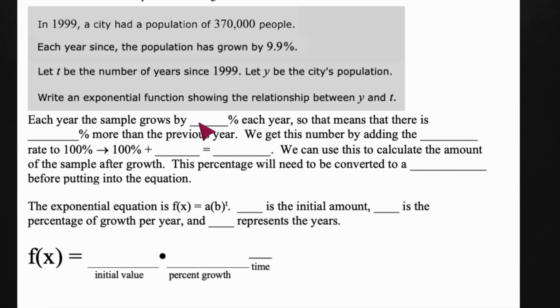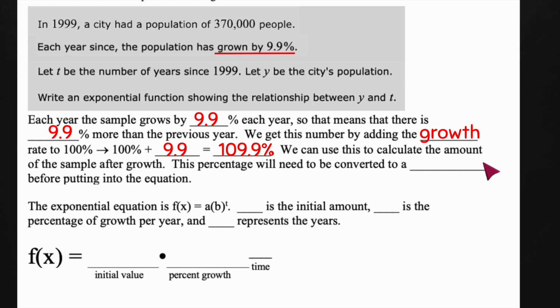So each year the population grows by 9.9%. That means that there is 9.9% more than the previous year. We get this number by adding the growth rate to 100%. So we have 100% plus 9.9. Each year, at the end of the year, we're going to have 109.9% of what we started with. It's more. It's over 100%. Decay is less than 100. Growth is going to be more than 100.